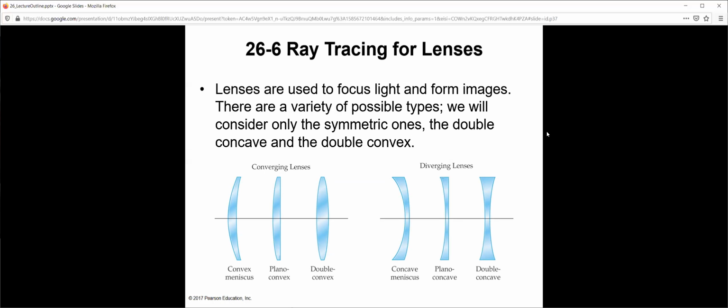So, lenses. Ray tracing for lenses. Lenses are used to focus light and form images. These are not mirrors because, well, you look through lenses, right? A variety of possible lenses. We will consider only symmetrical ones, the double concave and double convex. So here we can see converging lenses and diverging lenses, concave and convex lenses. We're only going to talk about the double of each. So essentially, we're not talking about the lenses that you put on your face.